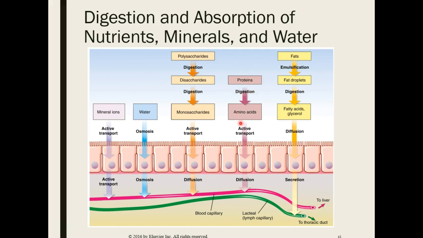Proteins are broken up into amino acids. Fats are going to be emulsified into fat droplets and then broken up into fatty acids and glycerol. So these are going to be the three main nutrients that we will digest. So polysaccharides are going to be carbohydrates, and then proteins and fats.